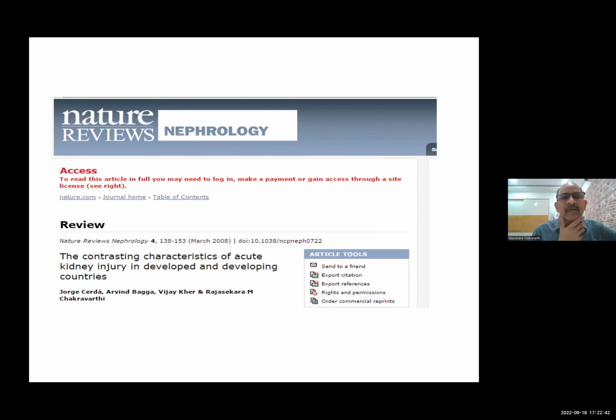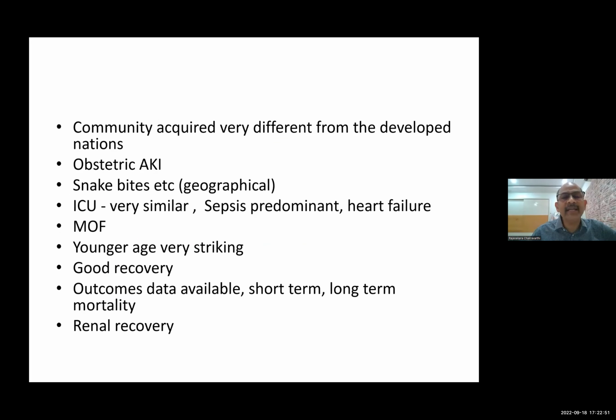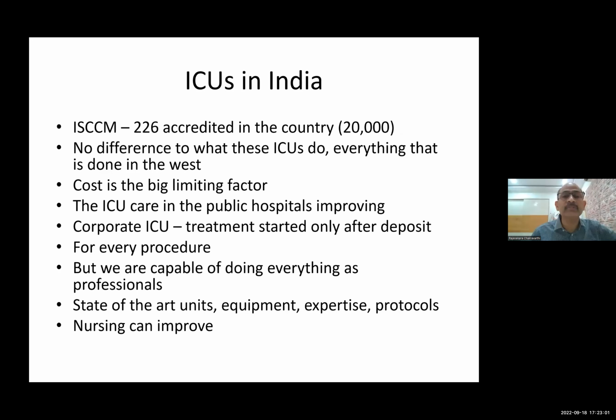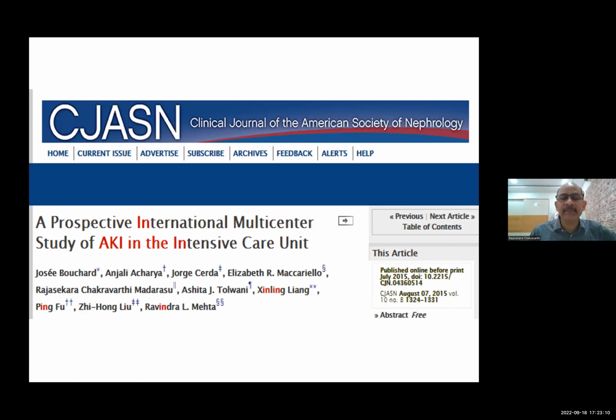We published in Nature some time ago, this was in 2010 or so, contrasting characteristics between AKI in the developed and developing world. And we had given a list of things that were very different in the community when it comes to AKI between the developed world and developing world. But when it comes to ICUs, it was very similar to the West. The AKI that you and I see in the ICU is very similar to what the West sees, except that the mean age of AKI patients in the ICU is much less.